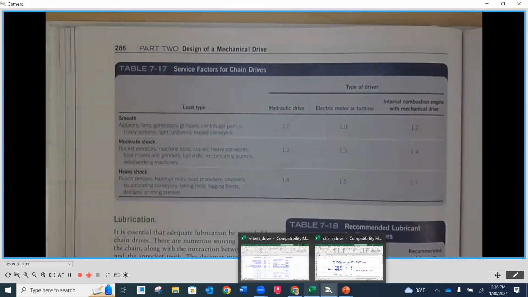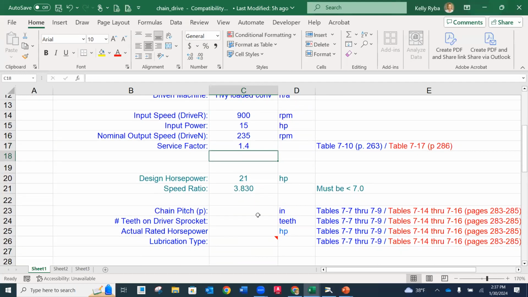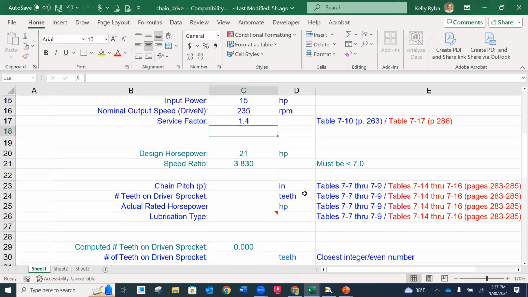As the designer out in industry, you might have more insights and better information that you could go on to be more accurate, but we're going to go with 1.4. What that does for us is it multiplies the 1.4 times the input horsepower that we had. This is our design horsepower that we're going to use in the charts. Additionally, this is the speed ratio based on our nominal output speed.